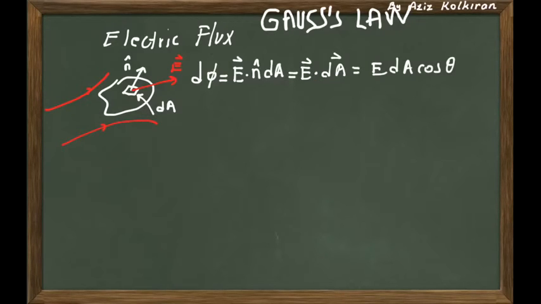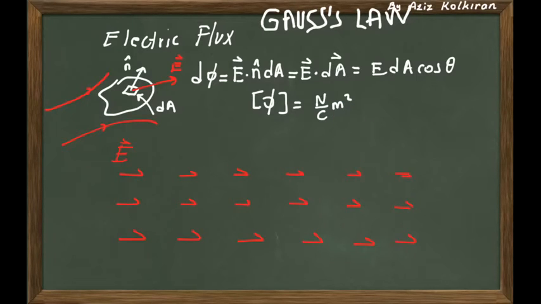So as I said, the result of this dot product is just a number, because the dot product of two vectors is a scalar, and the flux is a scalar. It's not a vector. So it's just E times dA cosine theta. And the unit for the flux: since we have electric field multiplied by area, the electric field has the unit of Newton per coulomb, and the area is meter squared in the SI unit system. So the flux has a unit of Newton divided by coulomb times meter squared.